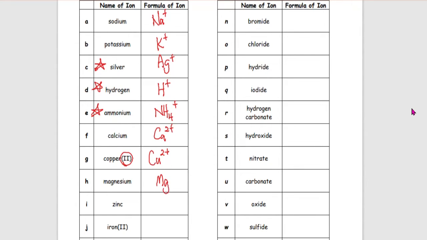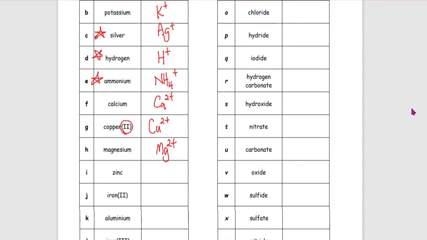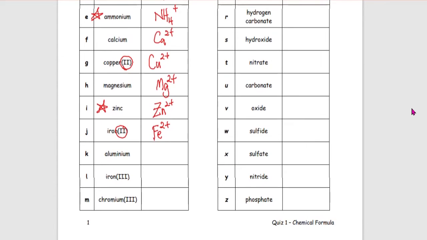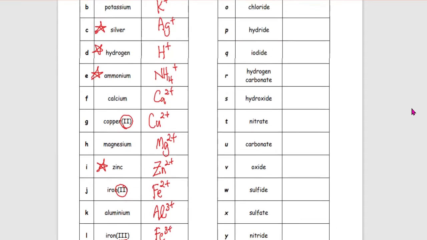Magnesium, group 2, so Mg2+. Group 2, valency 2, and it's a metal. Zinc, you need to memorize, it's Zn2+. Iron 2, because of the 2 over here, so Fe2+. Aluminium, group 3, so valency 3, so Al3+. Iron 3, so Fe3+. Chromium, Cr, because of the 3 over here, Cr3+. So these are all the ions from A to M.